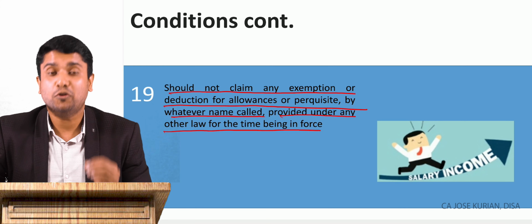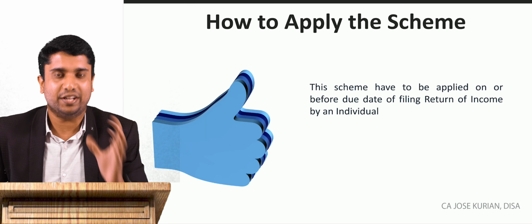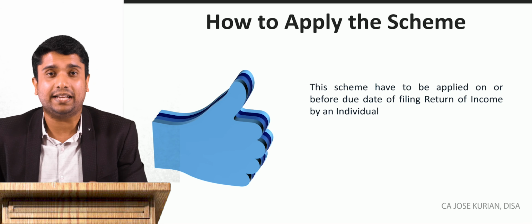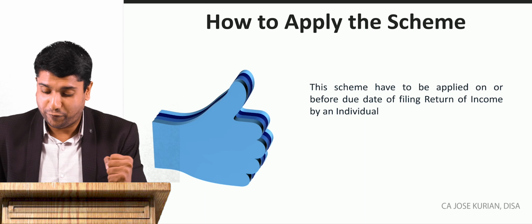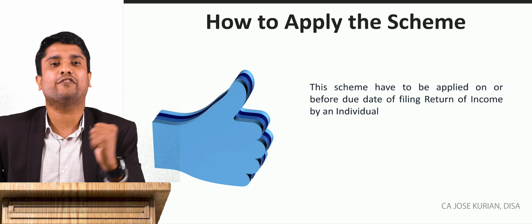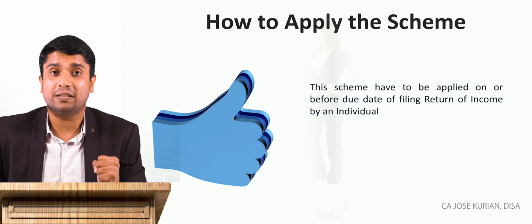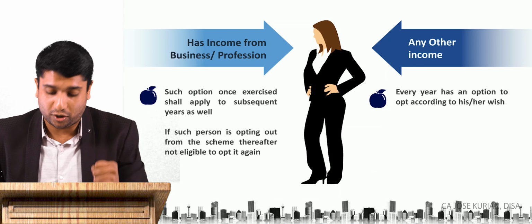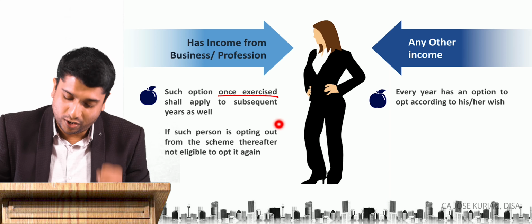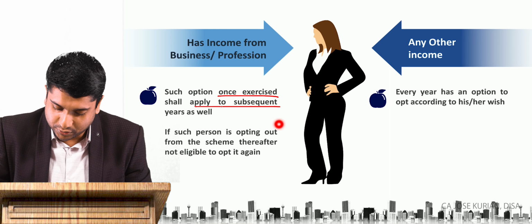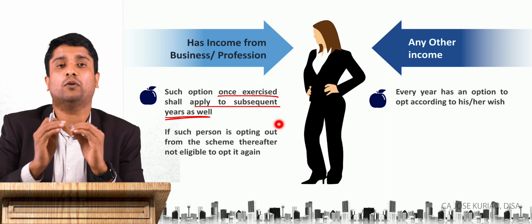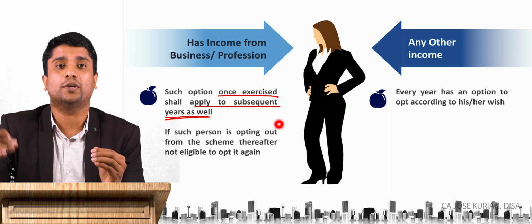Next thing is how to apply the scheme. If you are an individual and you want to apply the scheme, then you have to apply it before the due date of filing your return of income. That's what they are saying. And if you have business income as a part of your total income, then once exercised, it shall apply to the subsequent year as well. Then you have to apply only once. It will get automatically applied to your subsequent year.